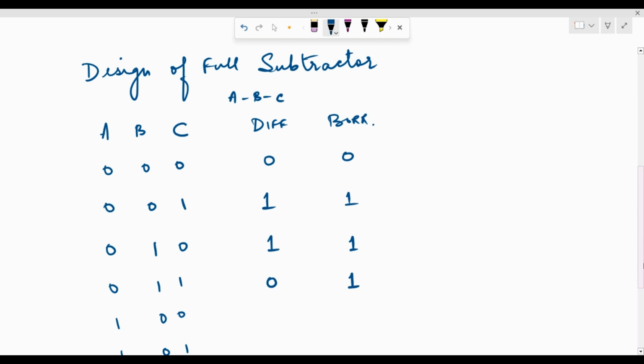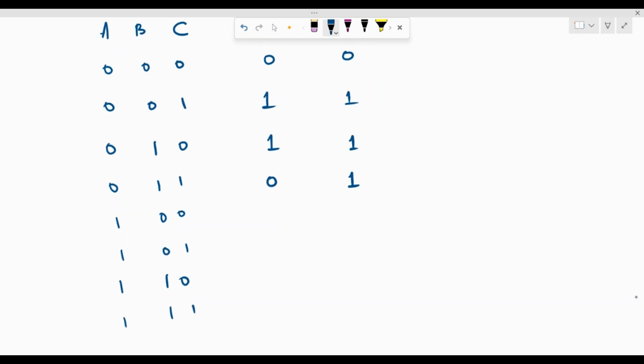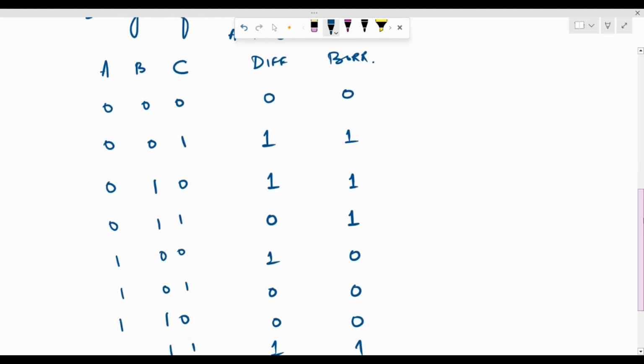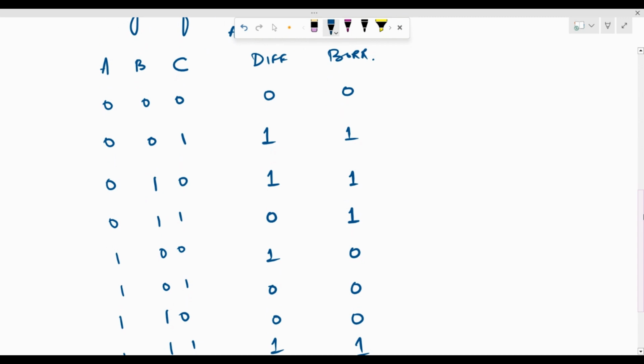Next, we have 1 minus 0 is 1. 1 minus 0 is still going to be 1, but the borrow is going to be 0. So 1 minus 0 minus 1 is going to be 0, borrow 0. 1 minus 1 is 0, 0 minus 0 is 0, the borrow is 0. 1 minus 1 is 0, 0 minus 1 becomes 1, borrow 1. So this becomes the truth table of the full subtractor.